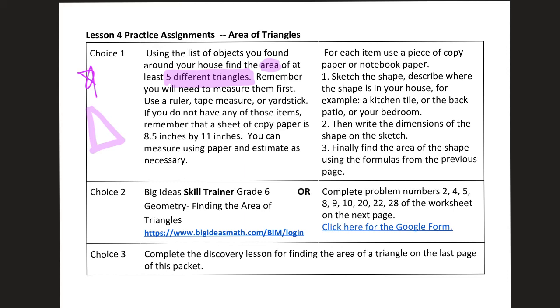And then choice 2, there's options for choice 2. You can either go to our online textbook, Big Ideas, okay, and you're going to find the skill trainer from the menu. Go to grade 6 geometry, finding the angle of triangles. Or we have a worksheet that we did for lesson 3, okay, but it has some other shapes on it. So you're going to complete these problems from that worksheet. And if you click this Google form here, when you go to your document, it'll take you straight to that link, okay, and the problems are on there as well. And then choice 3 is on the next page.